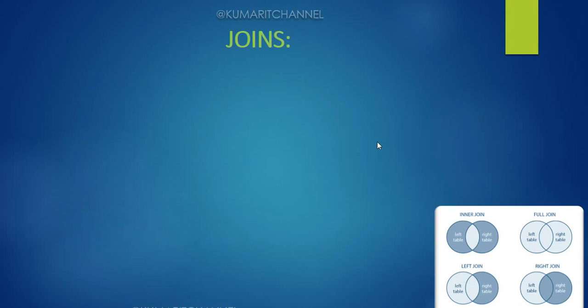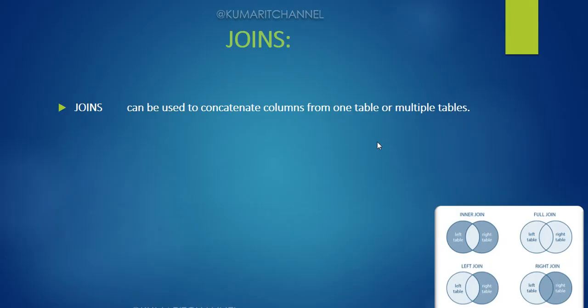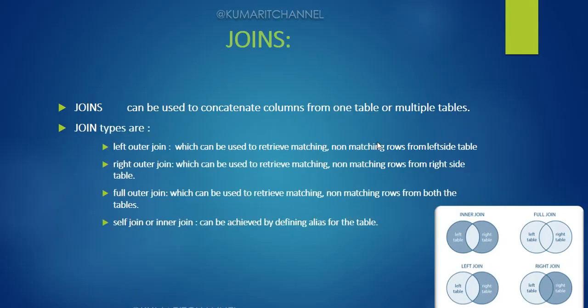Joins are also another important concept, and they can be used to concatenate the columns from one table or multiple tables. You will be seeing this join concept a lot. Based on this we have left join, right join, inner join, or full outer join. If you look at this, what is the left join? Left join can be used to retrieve the matching records from both the tables and the non-matching records from the left side. So it will retrieve the matching records and the non-matched records from the right table.